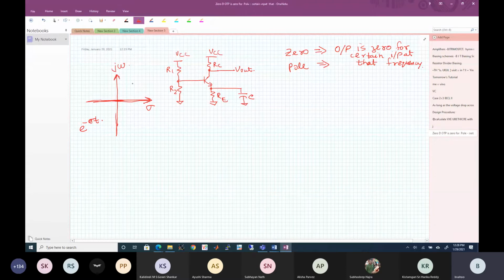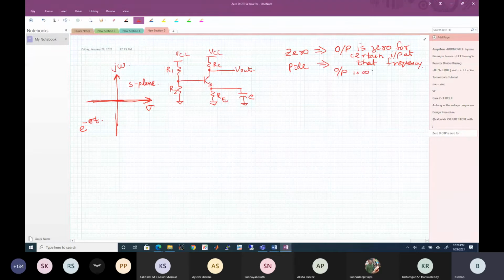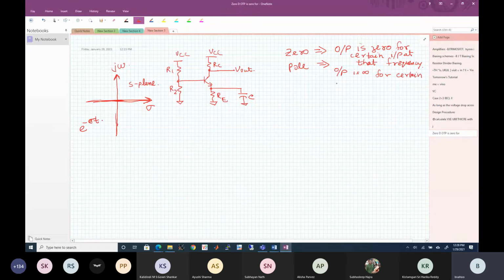On the y-axis, it is denoted by a sine wave or a cosine wave or whatever. Okay, a pole is when the output is infinity for a certain input frequency signal. So that means if sigma is real, if the pole is real, you have to give an exponential signal to see that infinity. If the zero is a real zero, that means you have to give an exponential signal to see that zero.